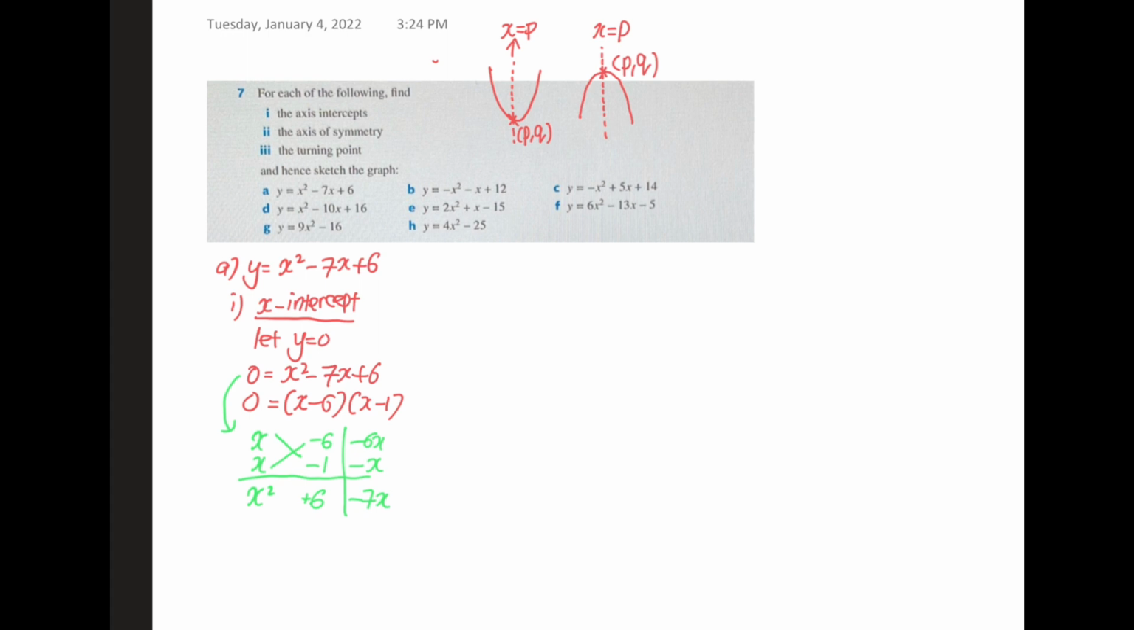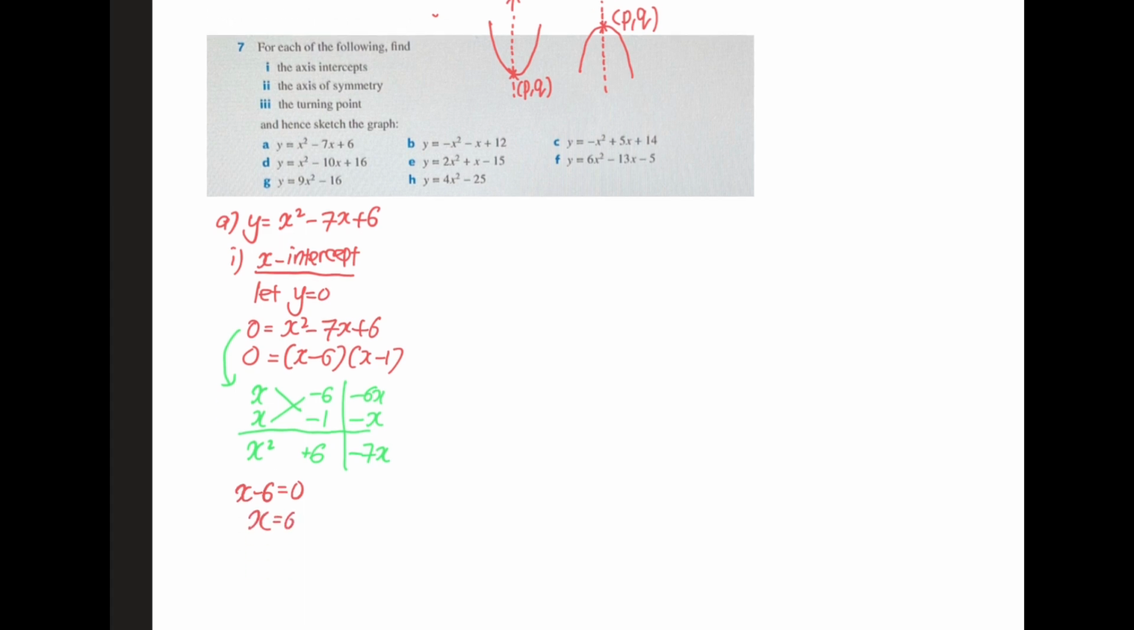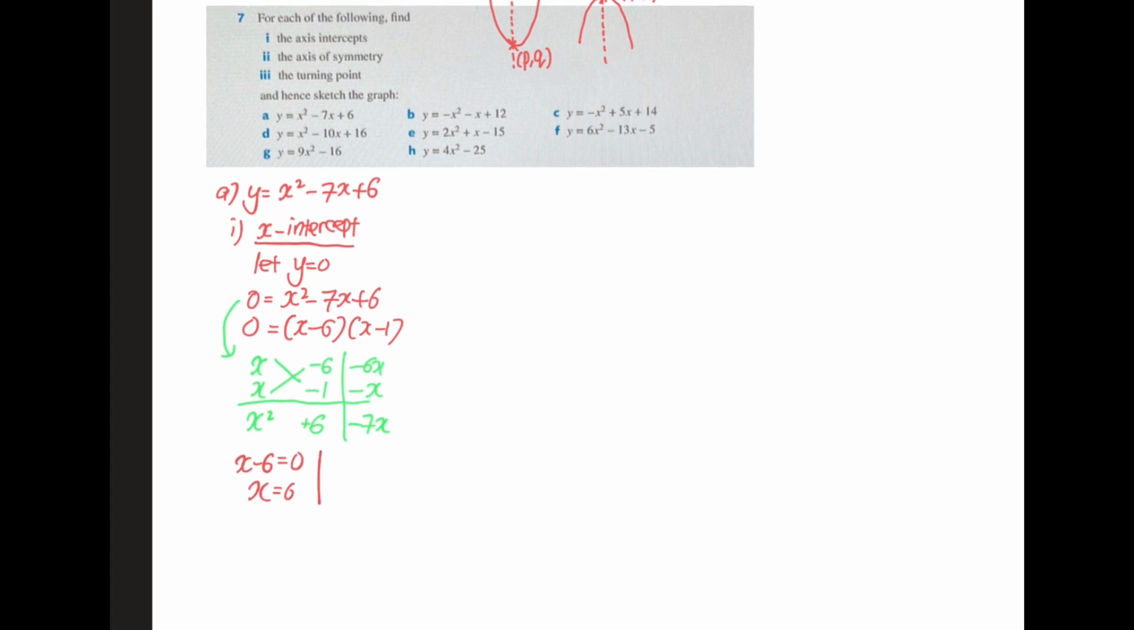So we continue. We take the first factor equal to 0, we get x equal to 6. This is the first x-intercept. Then we take x minus 1 equal to 0, we get x equal to 1. This is the second x-intercept. So we have two x-intercepts now.